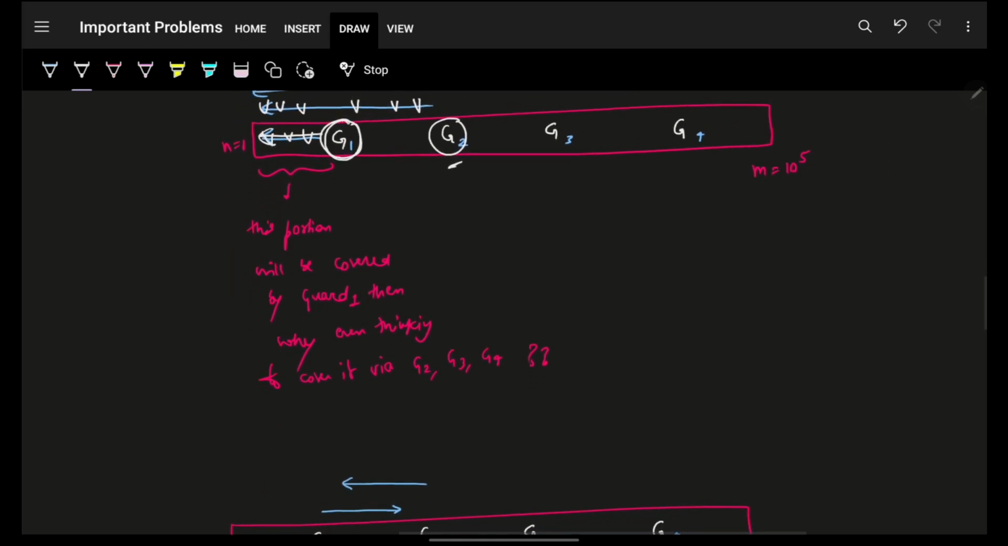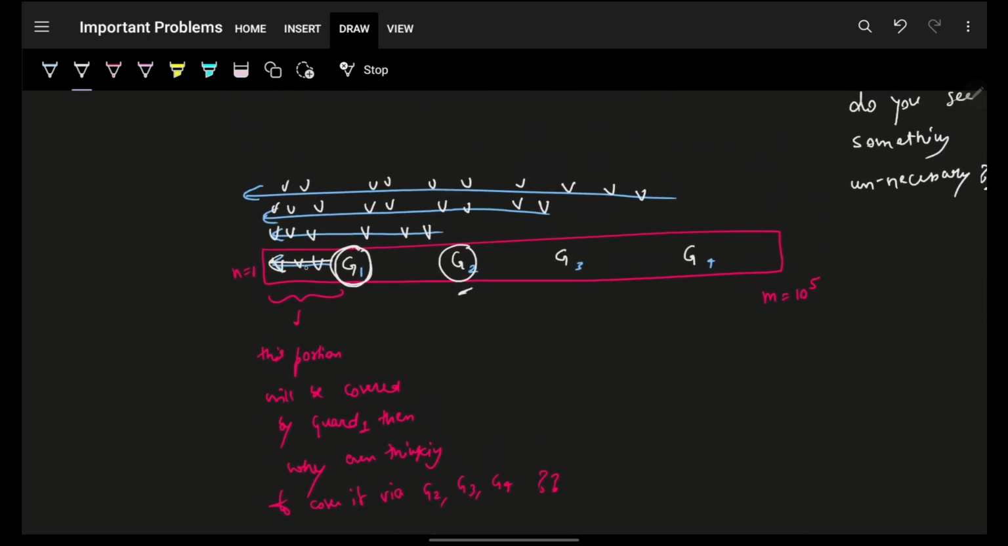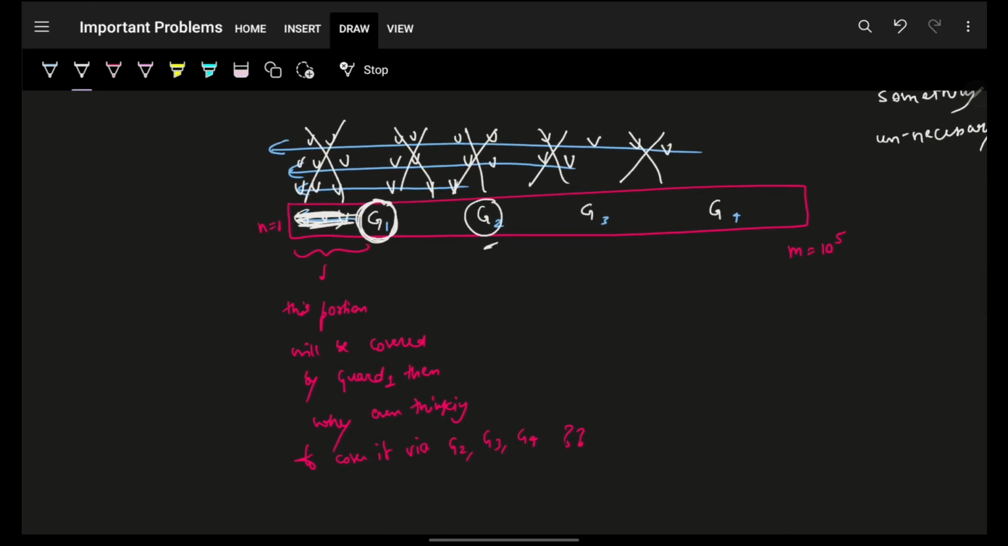Now, there's a very basic thing: when we know that this guard 1 has visited these places, then why do we even need other guards to visit it? It's an unnecessary visit happening. So what we should do is simply not visit something which is already visited. That's the first intuition which we can get.